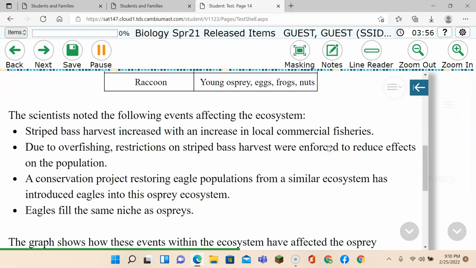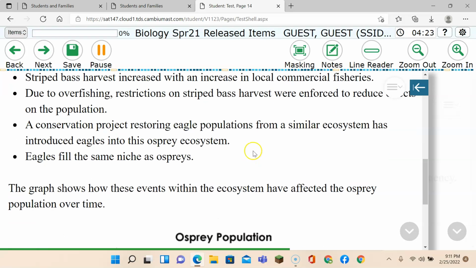The scientists noted the following events affecting the ecosystem. A. The striped bass harvest increased with an increase in local commercial fisheries. B. Due to overfishing, restrictions on striped bass harvest were enforced to reduce effects on the population. C. A conservation project restoring eagle populations from a similar ecosystem has introduced eagles into the osprey ecosystem. And D. Eagles fill the same niche as the osprey. So it looks to me that our osprey is going to have competition from the eagle.